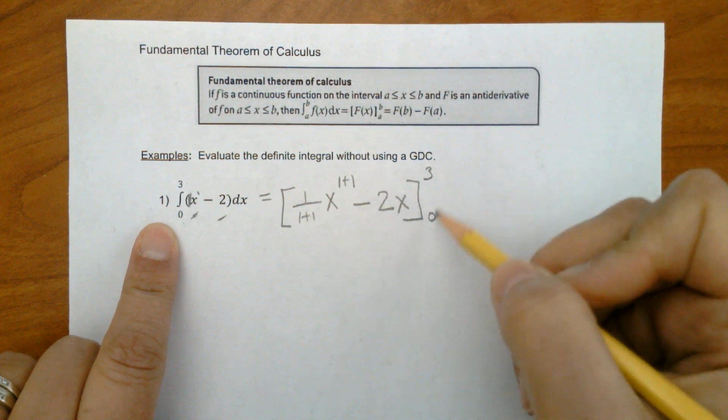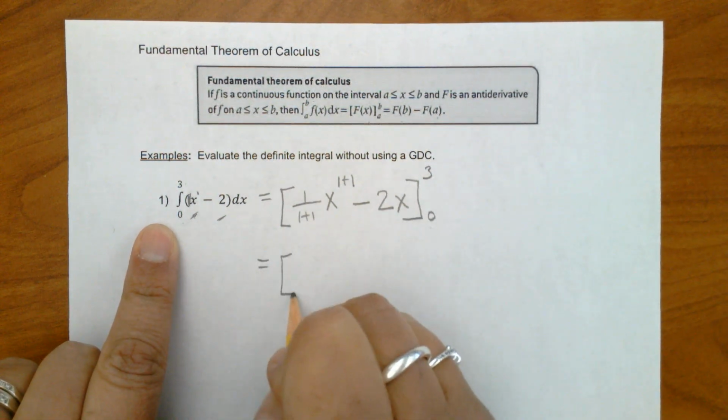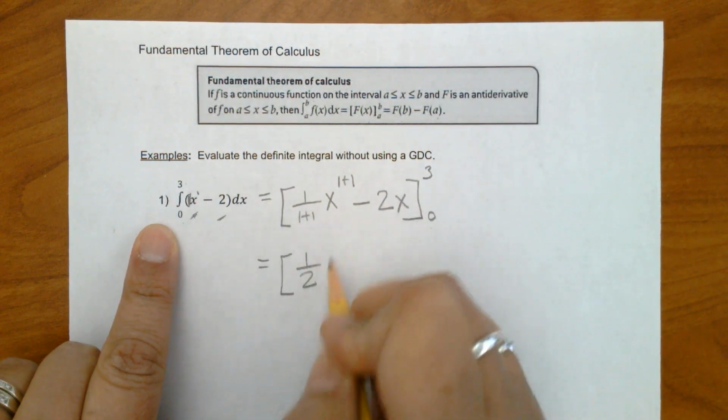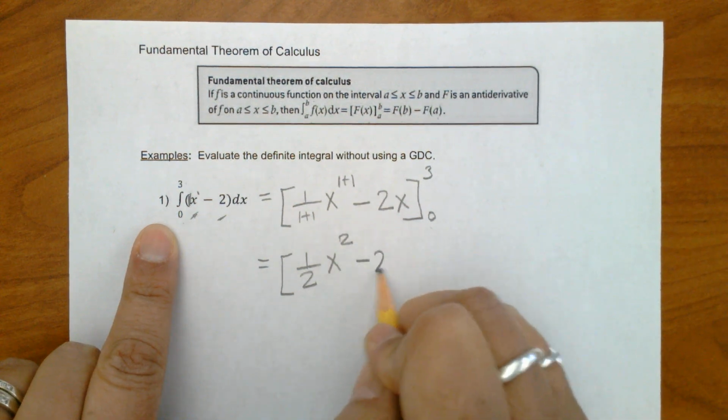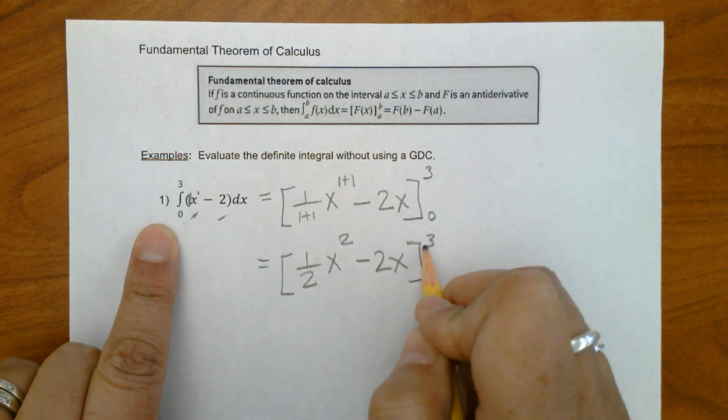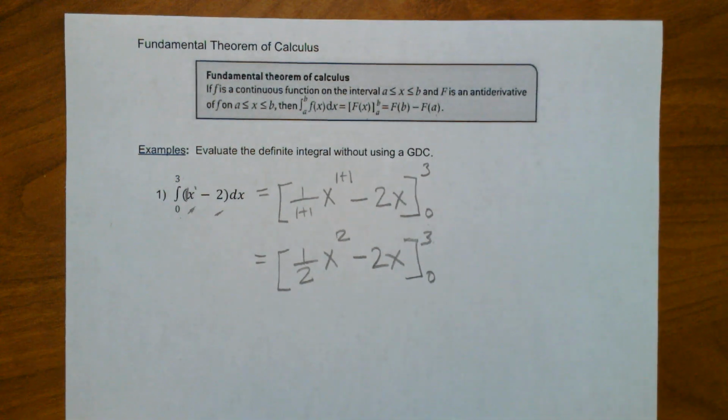And I'm going to need to substitute these numbers in after I clean this up a little bit. So 1 over 2, 1 plus 1 is 2, x squared minus 2x. I'm going to need to first substitute 3 in and then substitute 0 in.